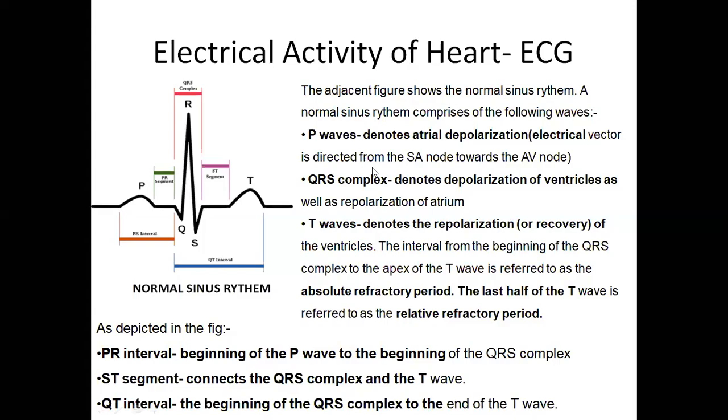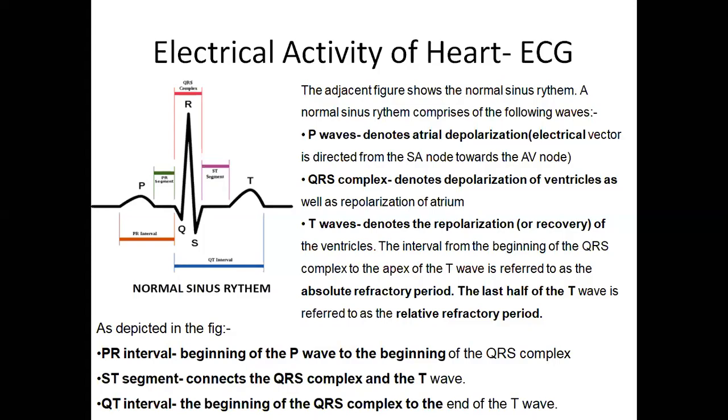So the P wave denotes the atrial depolarization. That means the atria got depolarized from resting potential, it has some action potential. What is the atrial depolarization? That electrical signal is directed from the sinoatrial (SA) node towards the AV node.